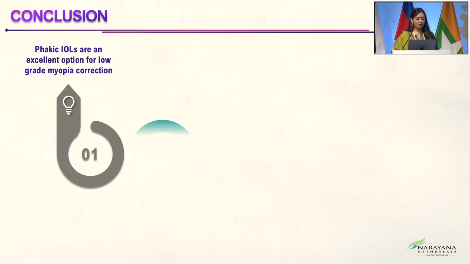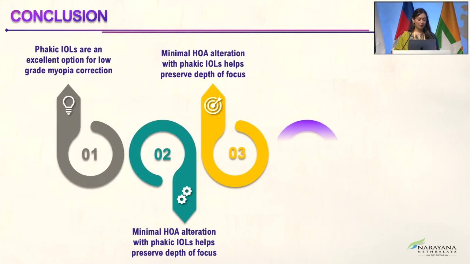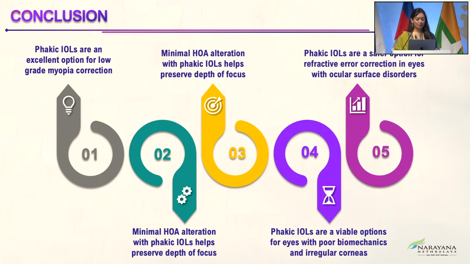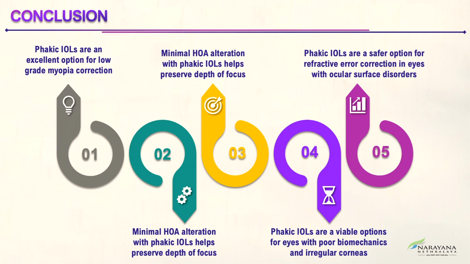So to conclude, phakic IOLs are good options when it comes to low myopia, because it has minimal alteration in terms of aberrations. It maintains the depth of focus. It is a viable option with patients with irregular corneas or any topography changes or poor biomechanics, and they are a safer option with patients, especially when patients have ocular surface disorders.